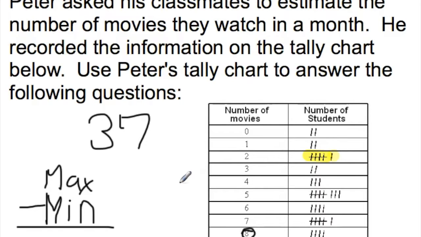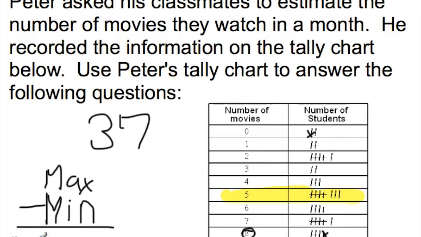So, the mode is the one that you see the most. Which one do we see the most in our data? Which one did most students answer? 8 students answered 5 movies, okay? So the mode is 5.